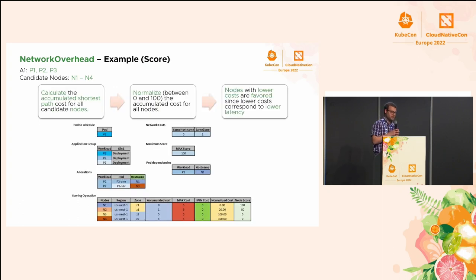Going through the scoring function, essentially, we are trying to calculate the accumulated shortest path cost for all the candidate nodes, based on the network weights that we have in the network topology CR and all the workloads that are already scheduled in the cluster. We normalize the accumulated costs for all the nodes because we want to favor nodes with lower costs; these nodes will be scored higher. As you can see in the example, the nodes that will be scored higher are N1 and N2, because these 2 nodes, based on our network topology, will produce lower latency in the end.